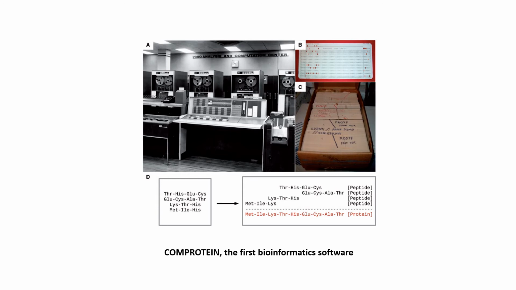And when they were rearranged and placed in the proper way, using the overlaps, you can see that the primary structure of the protein turned out to be methionine, isoleucine, lysine, threonine, histidine, glutamine, cysteine, alanine, and threonine, which is shown in red. So this software took different short amino acid sequences as input, and it gave as output the whole primary sequence of the protein.